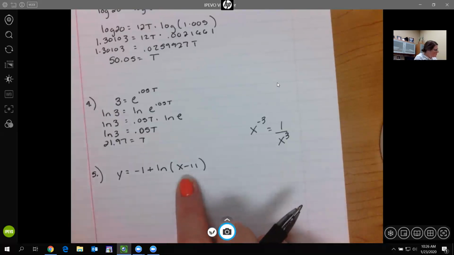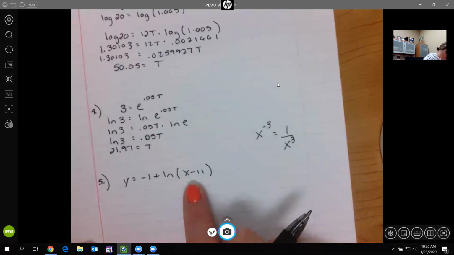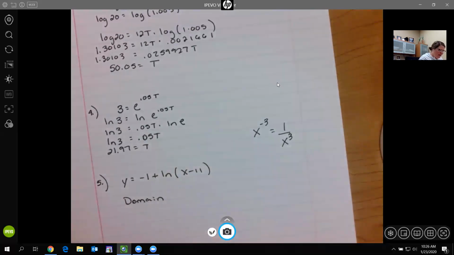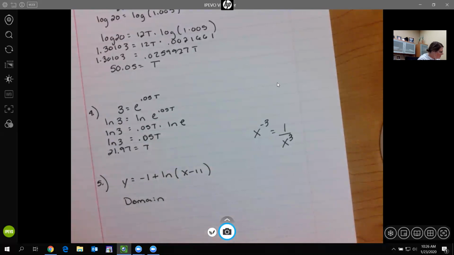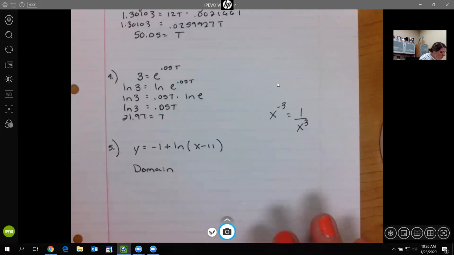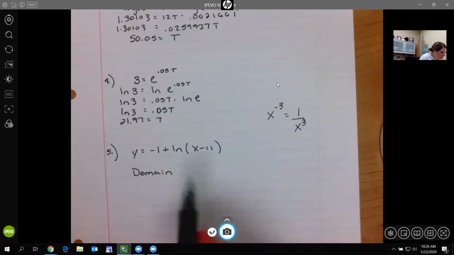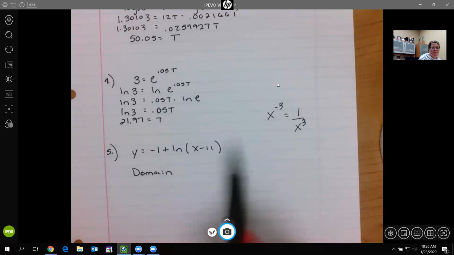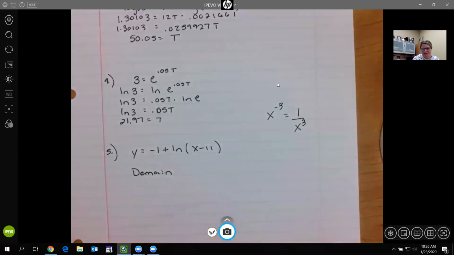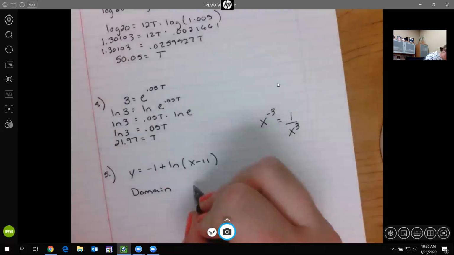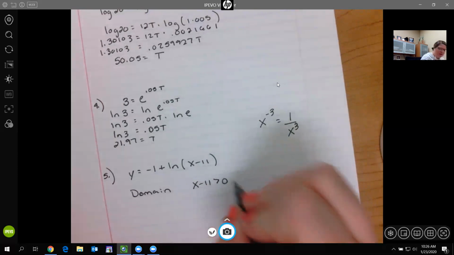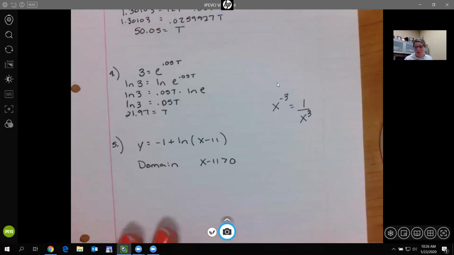So when I'm asked, what will be your domain? How could this end up being restricted? Well, this part here is going to have to be positive, because e to what power will equal this? This has to be positive. A little tricky to think that through, but x minus 11 has to be greater than, and it can't equal 0. Okay, you can't get 0 because anything to the 0 power is 1.